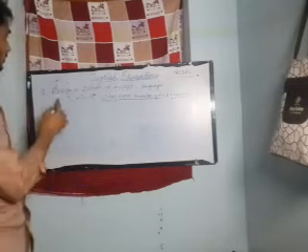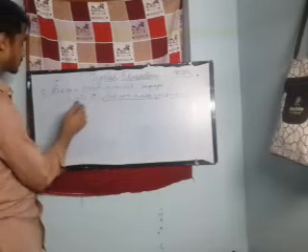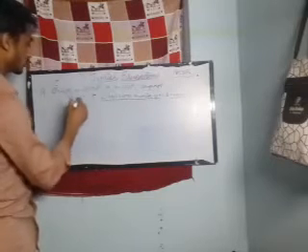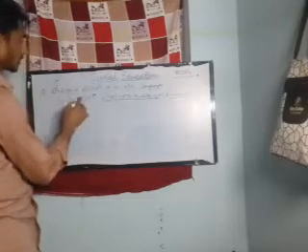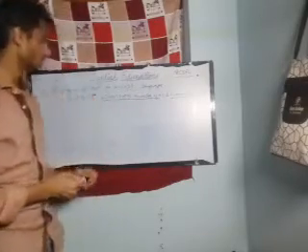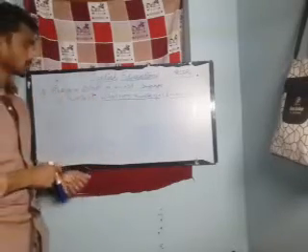Design a DFSM to accept the language L = {w | w belongs to {a, b}*, w has an even number of a's and w has an even number of b's}. Just copy this question, so I'll be solving this question.